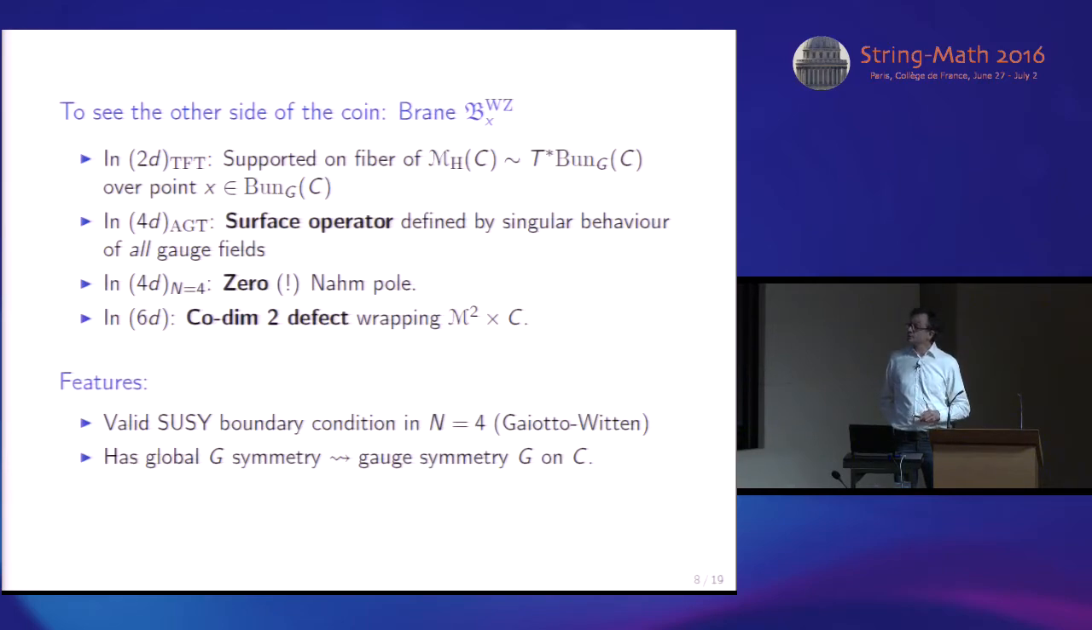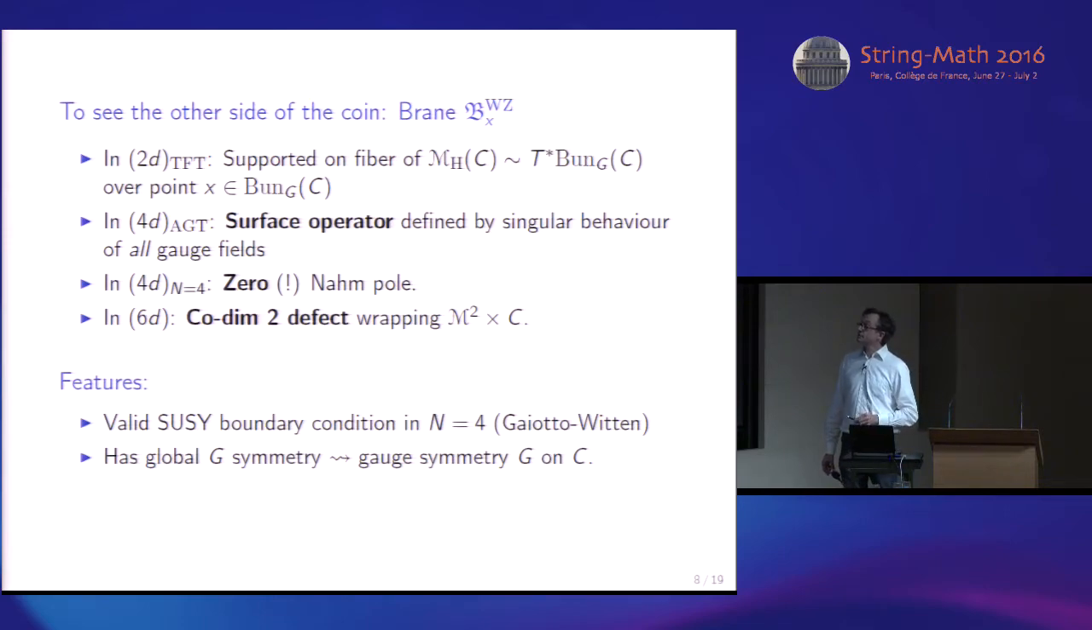Nekrasov-Witten. There's an alternative picture. This is more a side remark for the experts. One way of understanding how this brane of opers appeared in the Nekrasov-Witten story, which is also related to the Nekrasov-Shatashvili story, of course, was to notice that in the setup of four-dimensional N=4 super Yang-Mills, one can describe the corresponding boundary condition using the so-called Nahm pole boundary condition. In contrast to that case, here we're talking about the case where the Nahm pole is zero. What this implies is that there is a global G symmetry, which will lead to gauge symmetry G on C, which for the experts will already indicate that we're kind of on track.